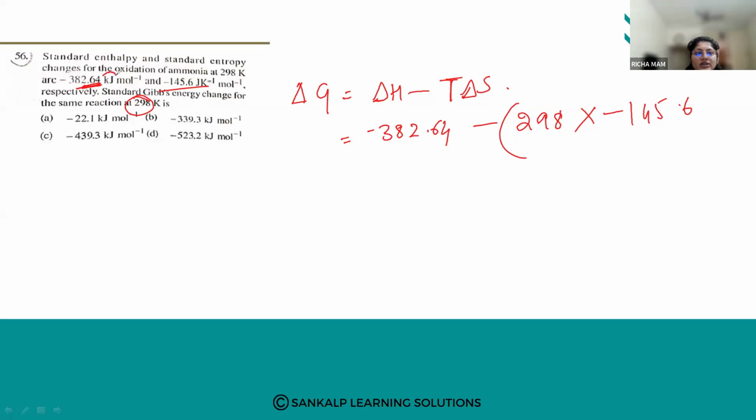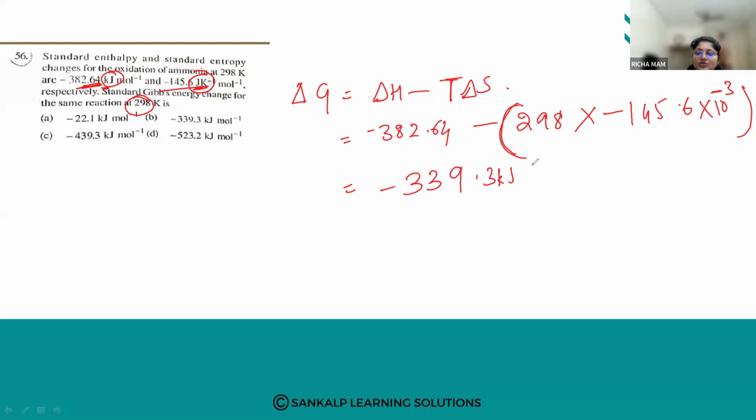So your kilojoules is there and here joule per Kelvin is there. So to convert into kilojoules, I will multiply it by 10 raised to minus 3. This is kilojoules and this is joules, so I have to convert it into kilojoules. So I will multiply by 10 raised to minus 3. First multiply 298 into minus 145.6, into 10 raised to minus 3.